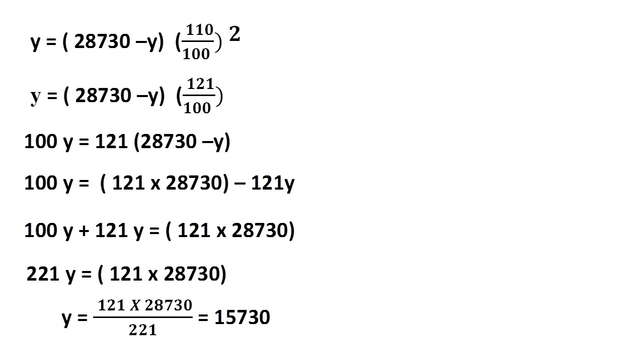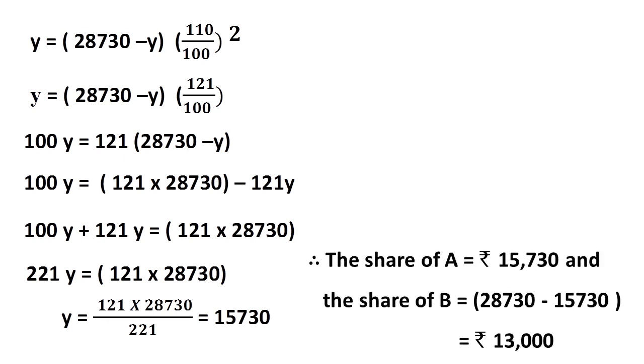After simplification, the value of Y will be equal to 15,730. Therefore, the share of A is rupees 15,730 and the share of B is 28,730 minus 15,730. Hence, it will be rupees 13,000. By this, we have completed the solution for the problems from question number 11 to question number 15.